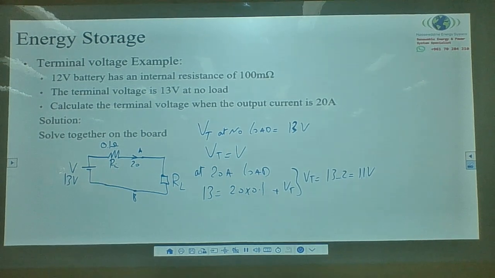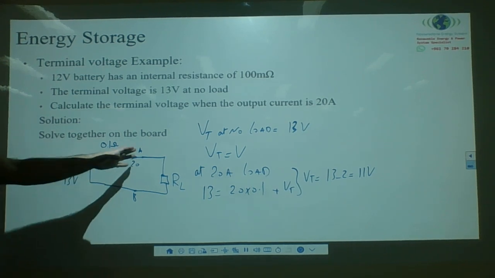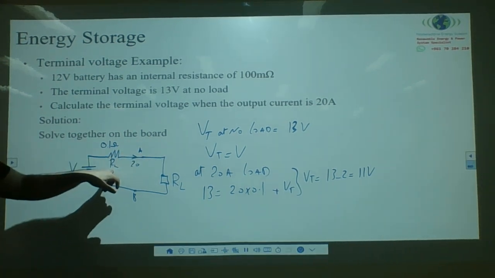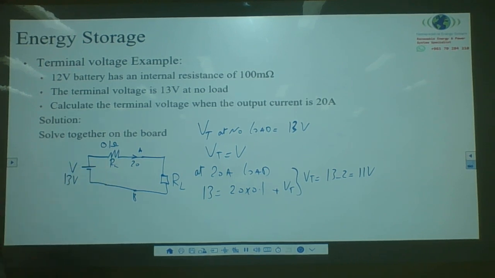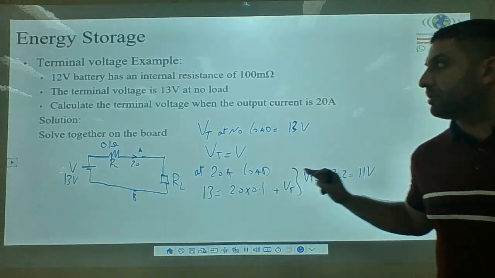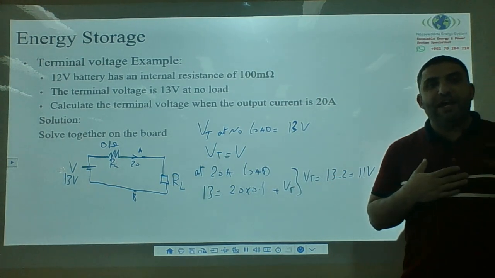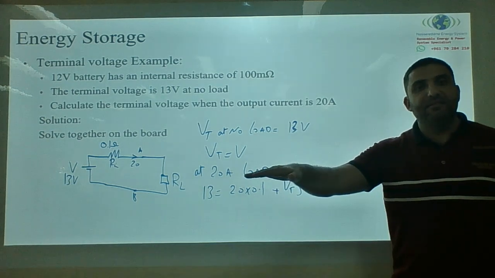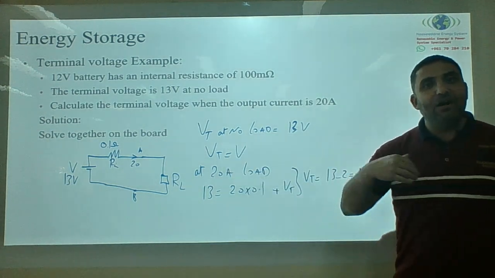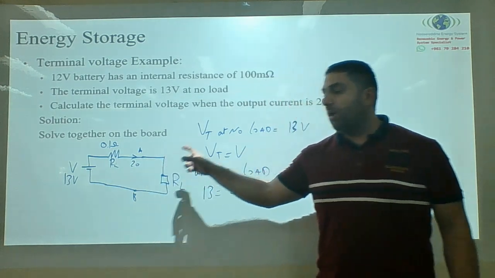So straight away, my voltage at the terminal dropped. As soon as I put the 20 amps load, it dropped straight away because of the internal resistance. It's very important to understand this concept, because you will see how you assess your system capacity based on a voltage.